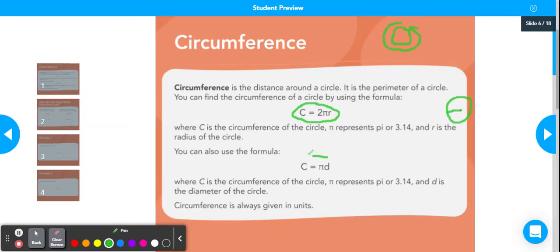The other formula you can use is circumference equals pi times diameter. And you use that whenever they give you the diameter.